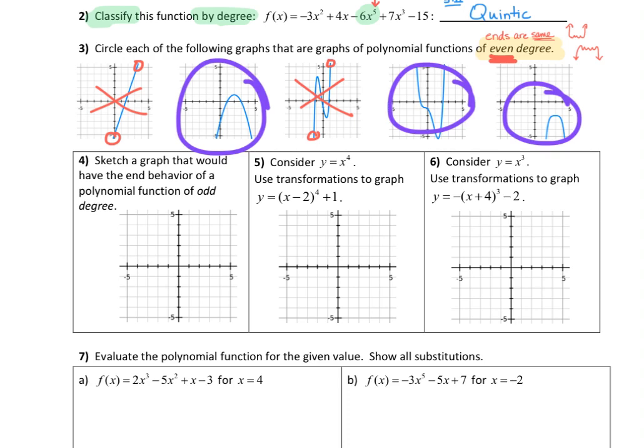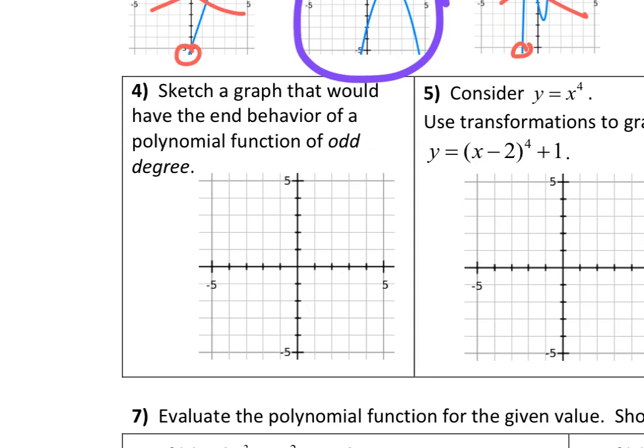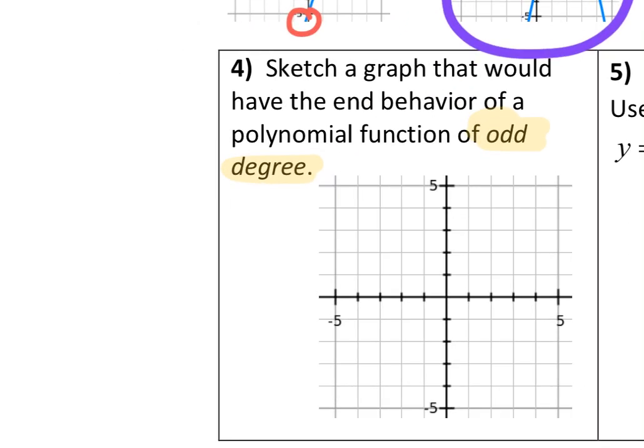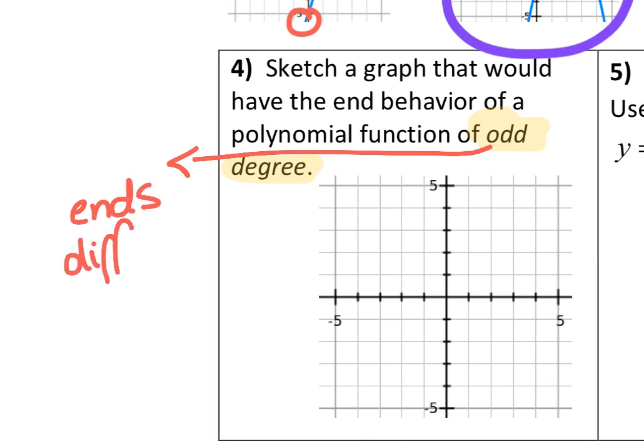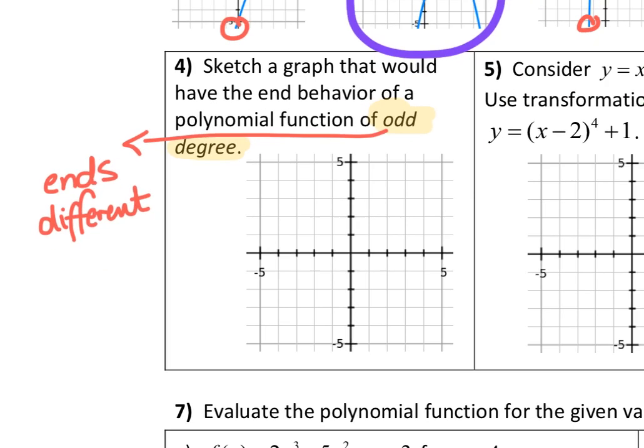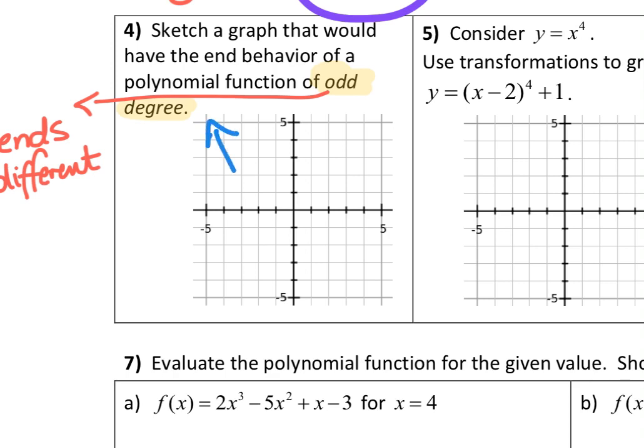So now you're going to make up the graph of a polynomial of odd degree. And that just means now that the ends are going to be different. So for odd degree, you want the ends to be different or opposite. So one end is going up and one end is going down, and it doesn't matter which, right? You're going to have ends that are different, and just do some waviness in the middle, and that is a polynomial that would be of odd degree.